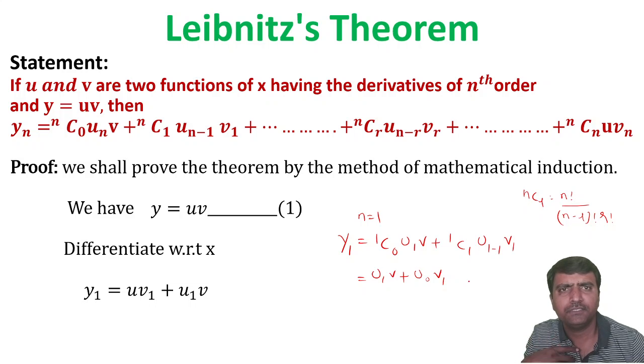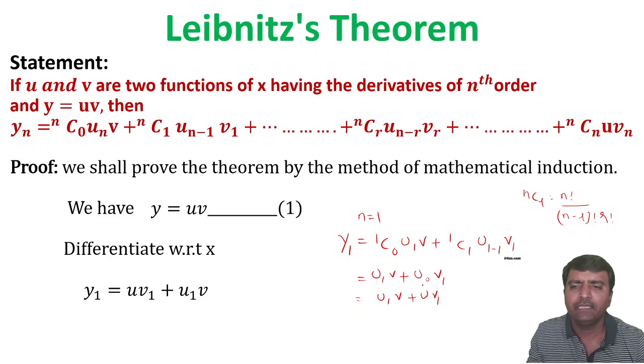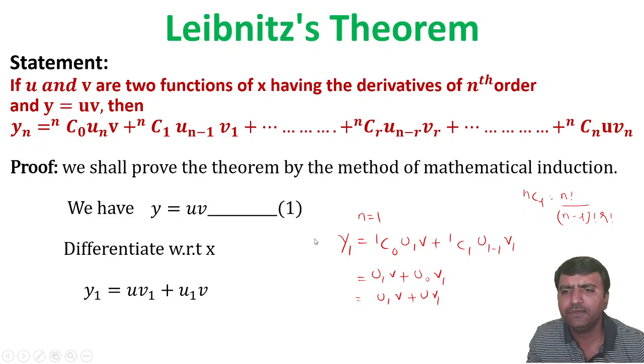What is u_0? u_1 means the first differentiation, and u_0 means the zeroth differentiation, that is, we are not differentiating the function. That u itself is called u_0. So it is u into v_1. Both give the same result. So y_1 is equal to u v_1 plus u_1 v, which means that the result is true for n equal to 1.